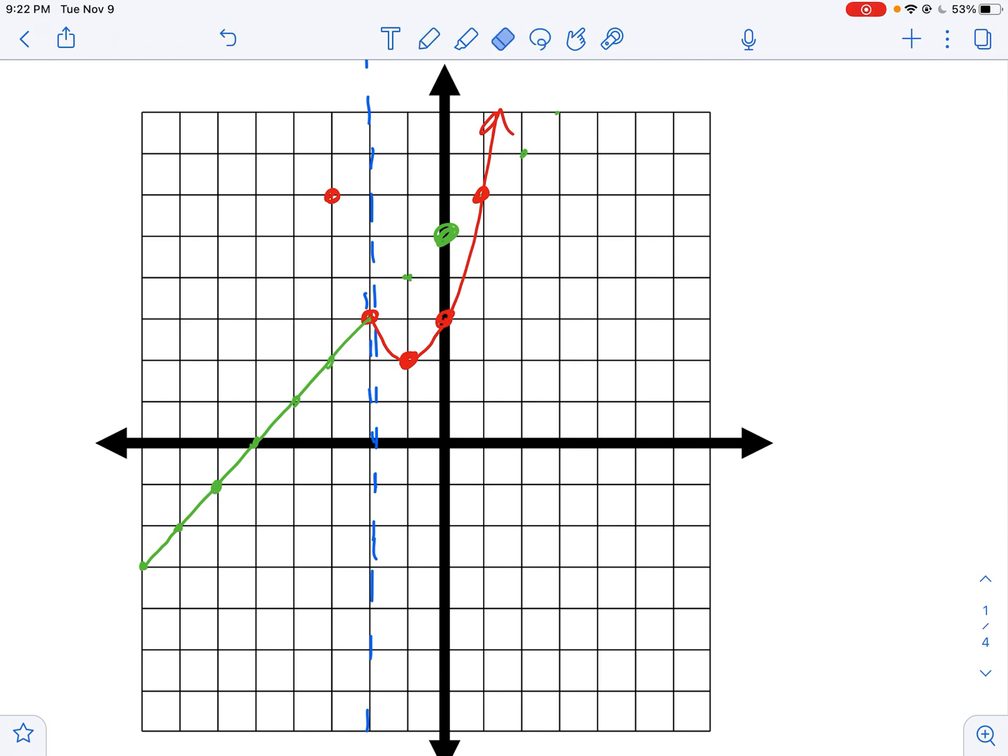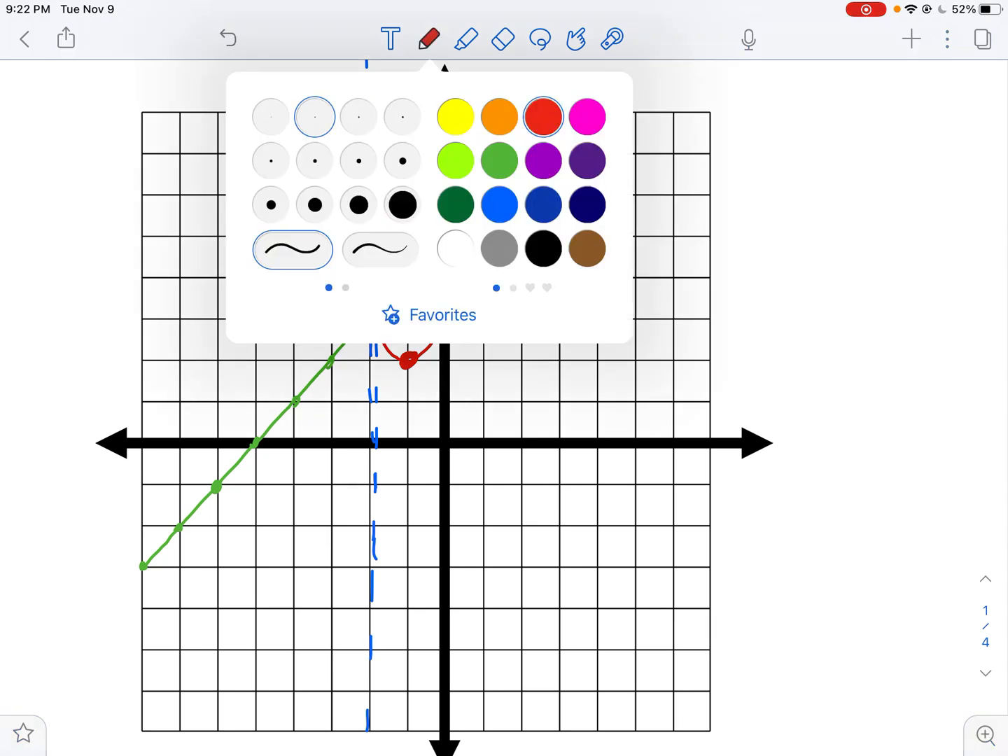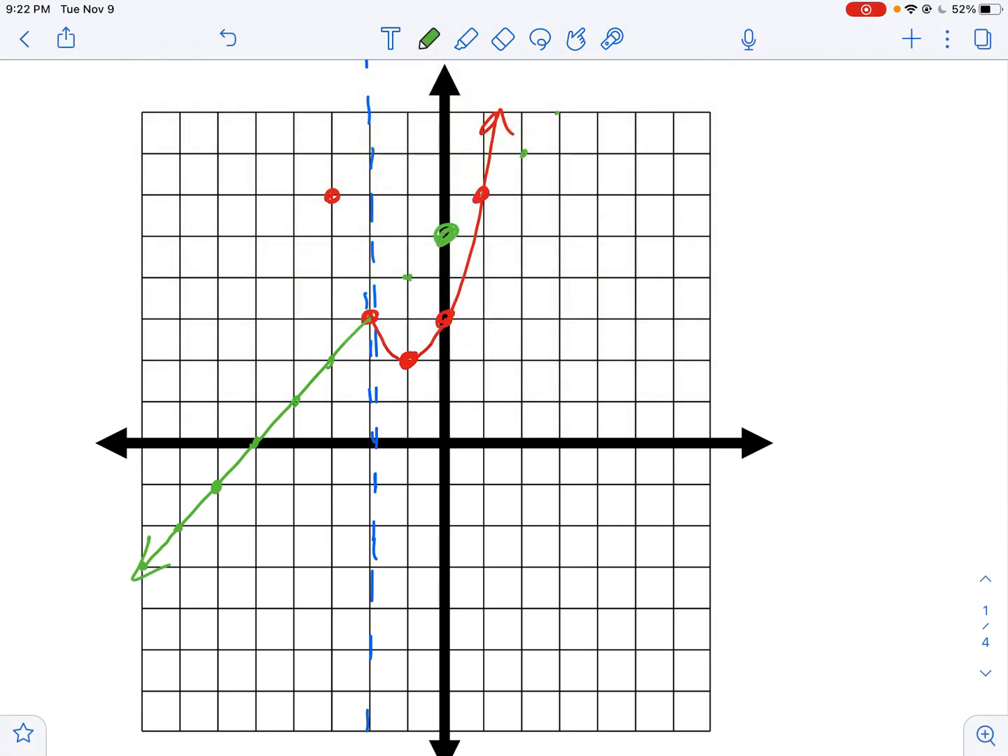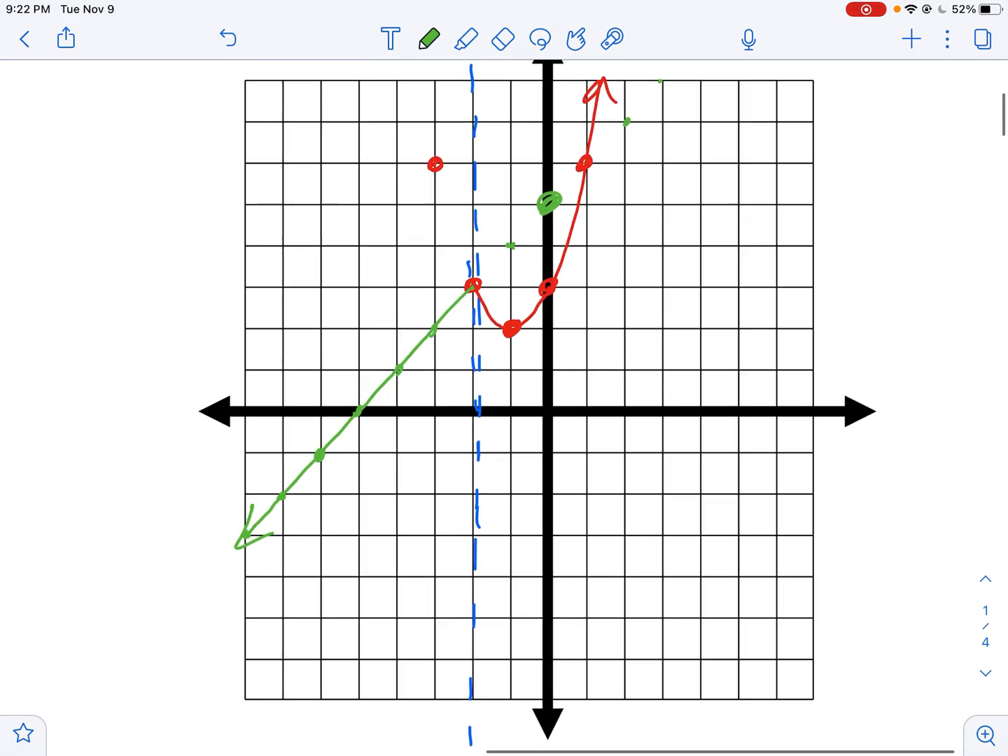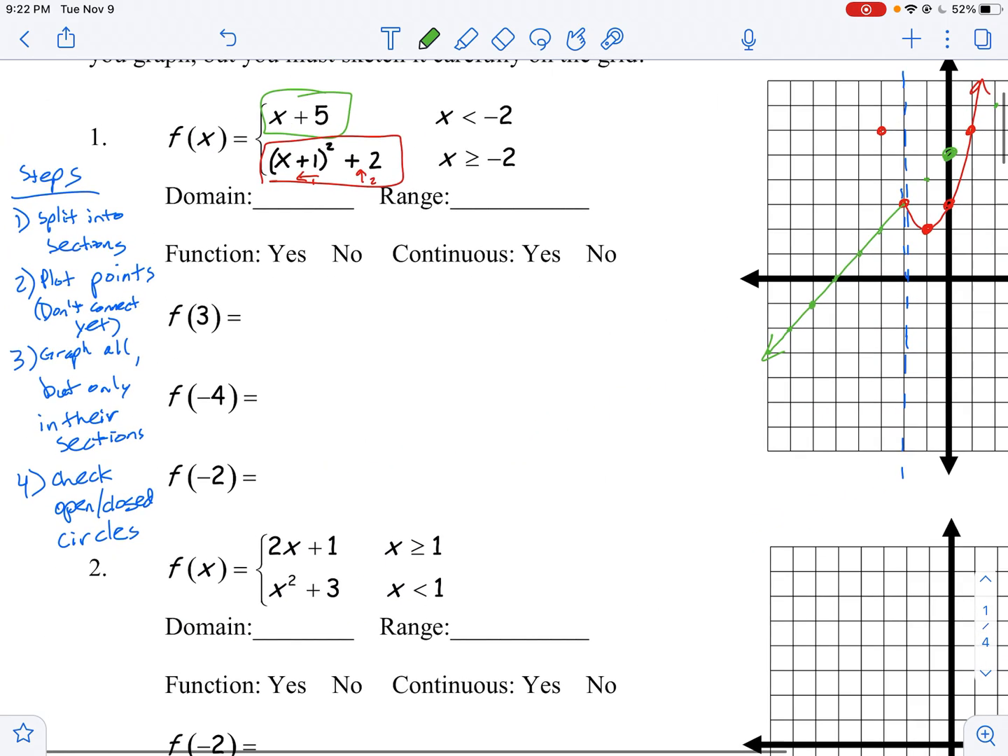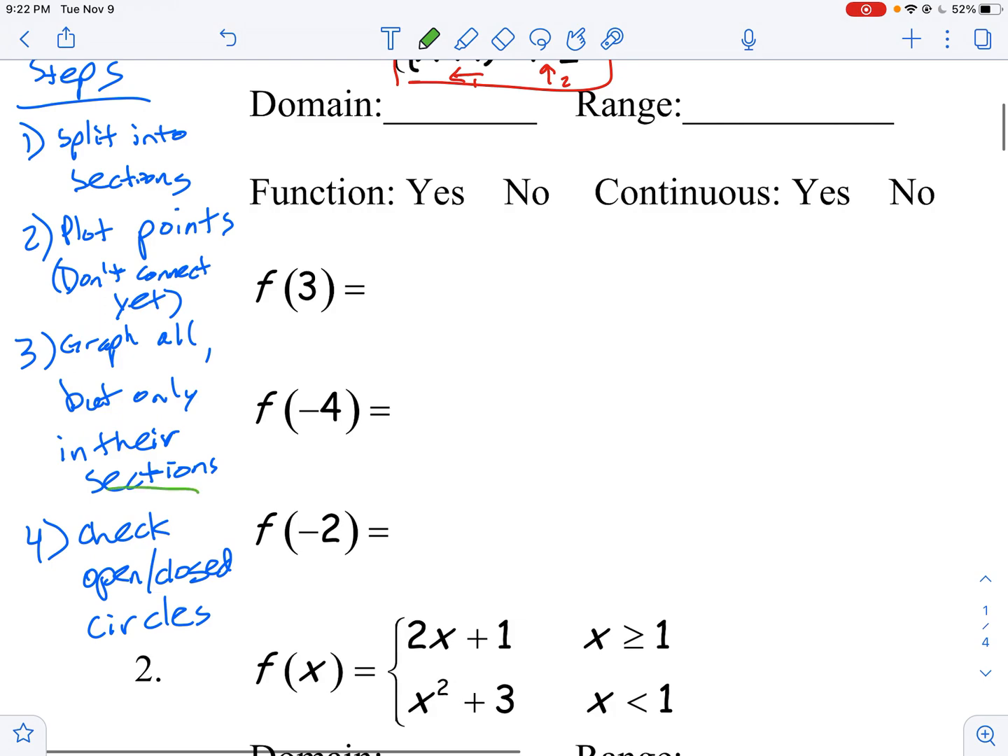So if you're the kind of person who really hates having extra dots, you can erase them, and it looks like this. But I'm going to leave them just so you can see the work there and know where things came from. Oh, I forgot to put an arrow over here. So I put an arrow. And now I need to jump to my last part, which is checking open or closed circles.